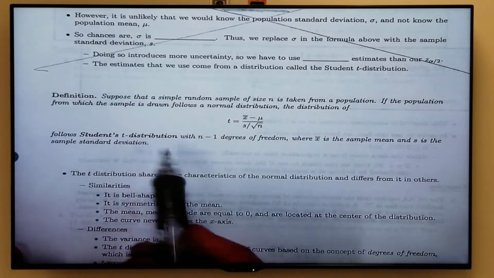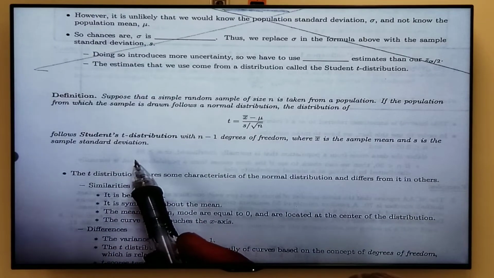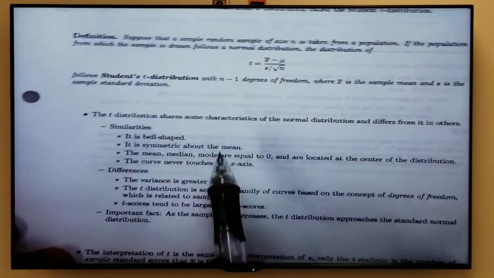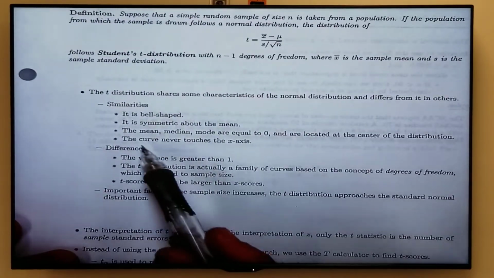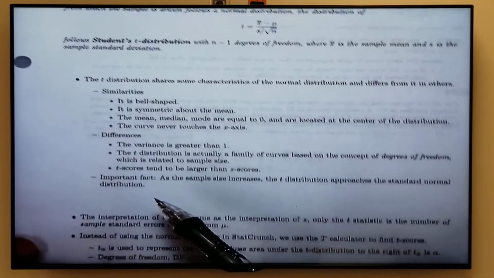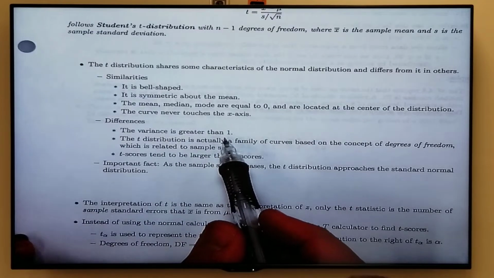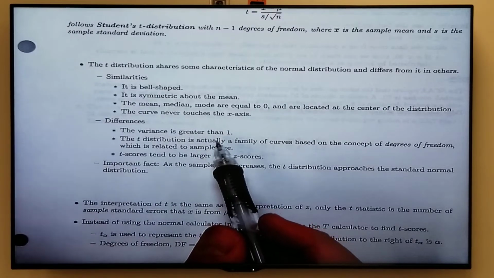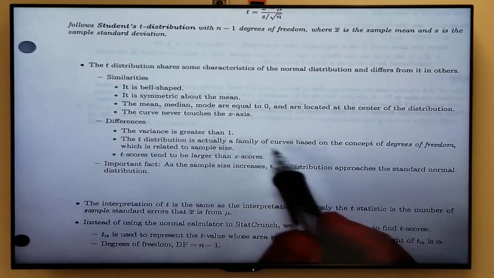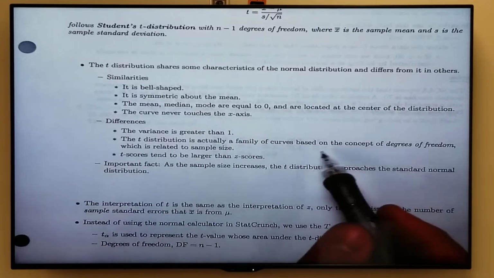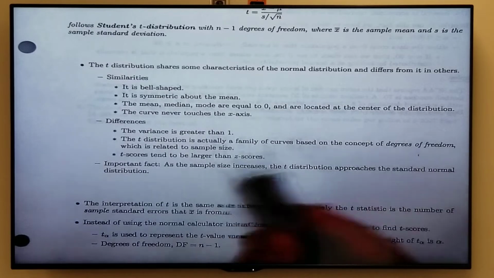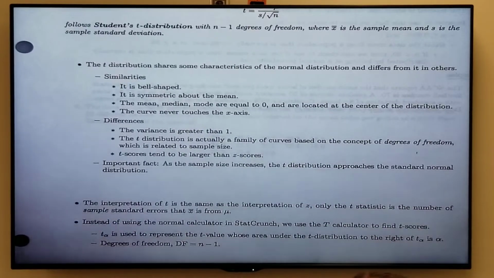Student's t distribution is similar to the normal distribution in some ways. It's bell-shaped, it's symmetric, it's a curve that never touches the x-axis. But it's also different in some ways. The variance is greater than 1. With the standard normal curve, the variance was equal to 1. The t distribution is a family of curves based on the concept of degrees of freedom, which is related to the sample size. To be specific, the degrees of freedom is always 1 less than your sample size. So if your sample size is 50, then you have 49 degrees of freedom.